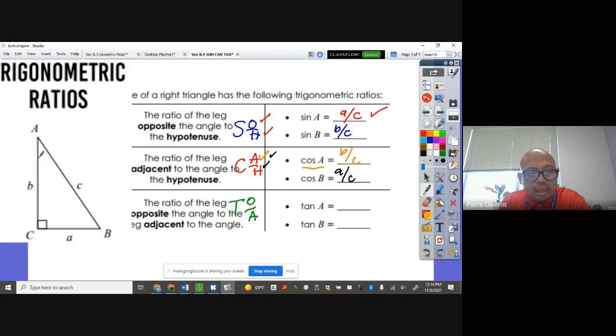Okay. And the last one here, for TOA, tangent is the ratio of opposite over adjacent. Opposite to angle A is A. And the adjacent is B. So A over B. And the tangent of B is opposite over adjacent, so it's going to be B over A.